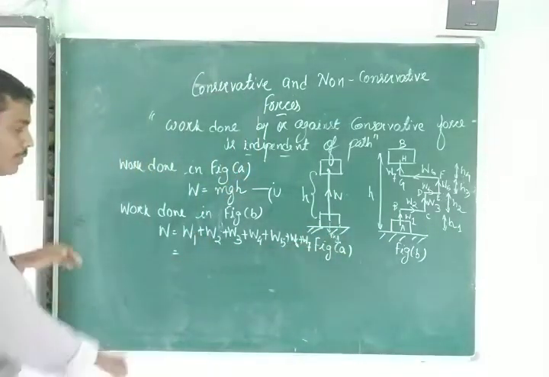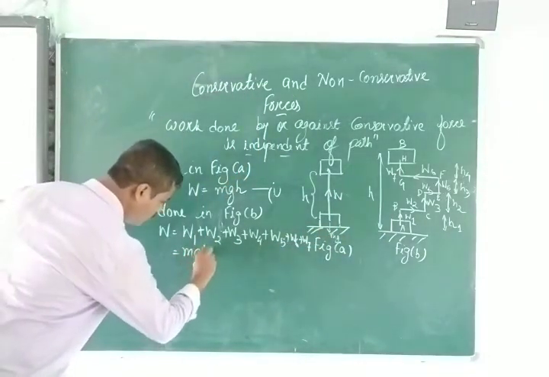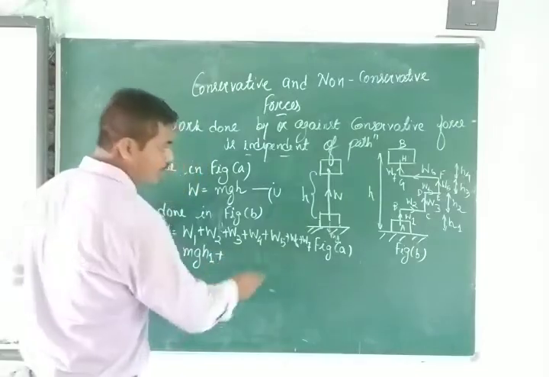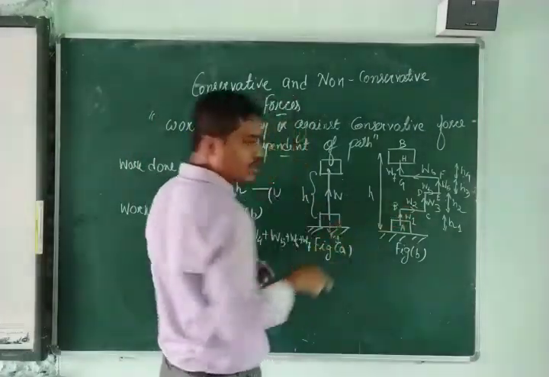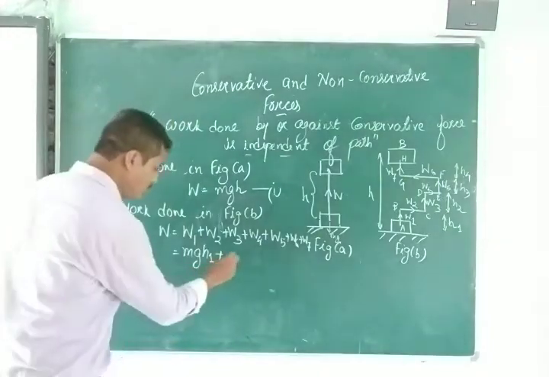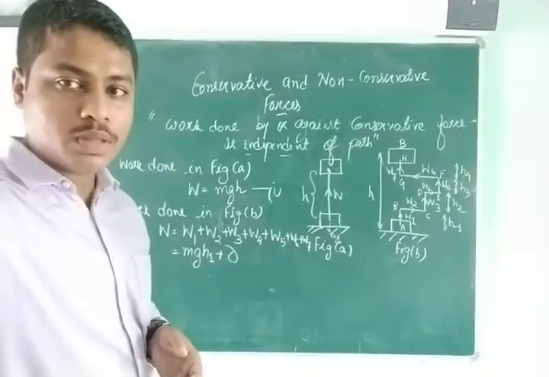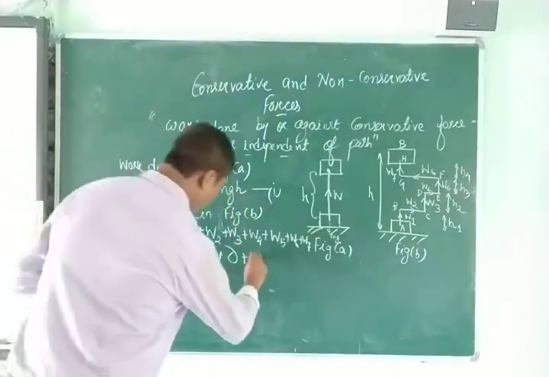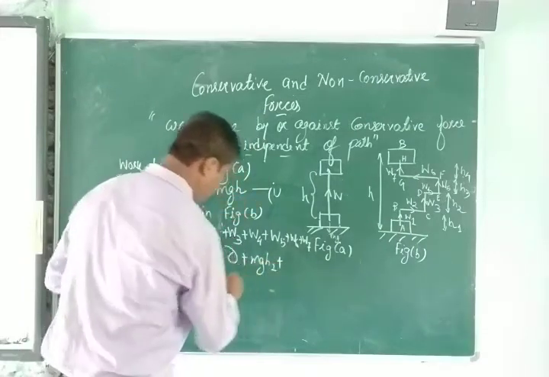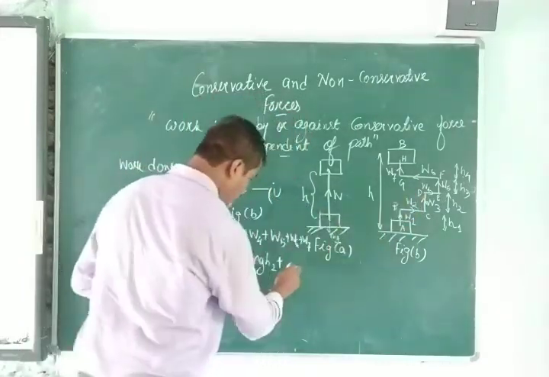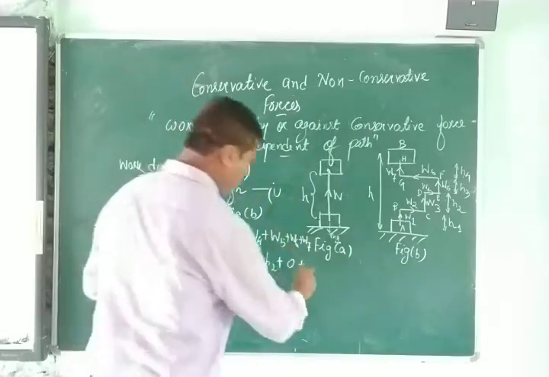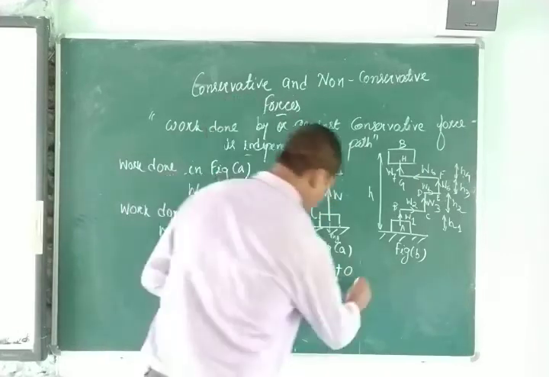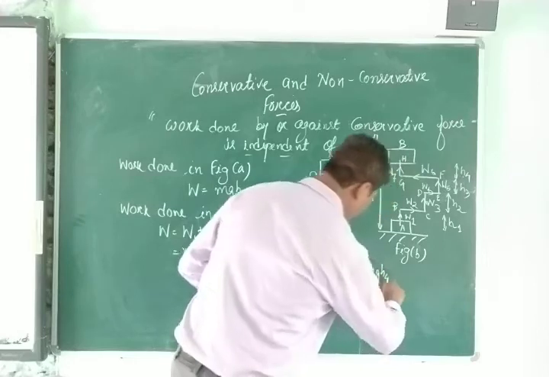For W1, we can write mg into h1, force into its height, plus W2. From B to C, this is a horizontal part, which means there is no height at all, so the work done will be 0. Next, W3 is mgh2, plus W4 from D to E, again a horizontal part, 0. W5 is mgh3, plus W6 again 0. Then the last one is mgh4.